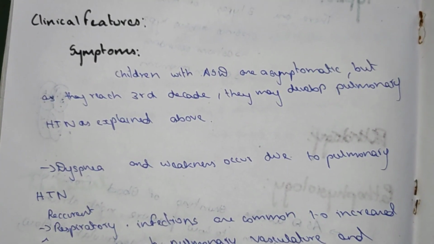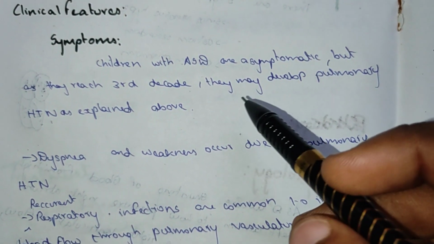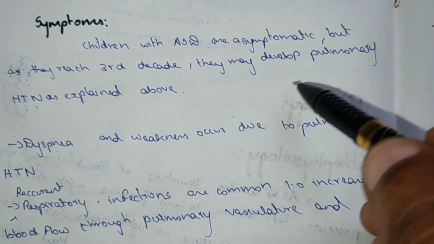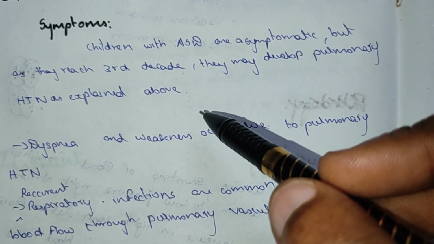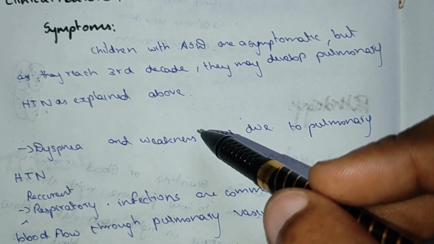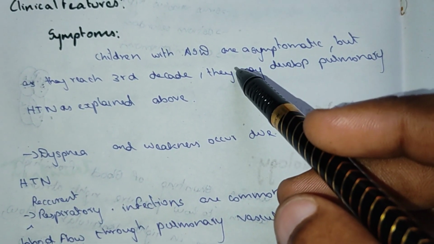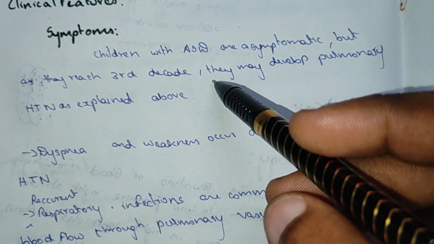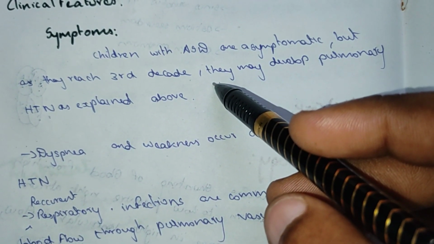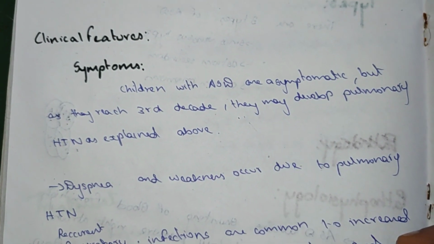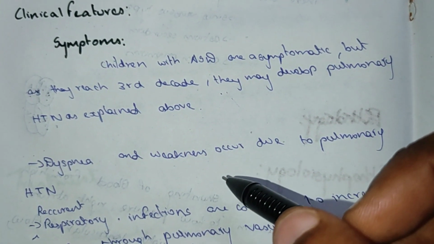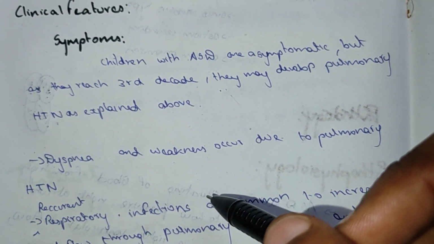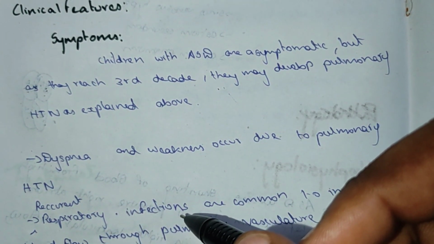Now the clinical features. Children with ASD are mostly asymptomatic, but as they reach the third decade, they may develop pulmonary hypertension as explained above. Dyspnea, which is difficulty in breathing, and weakness occur due to the pulmonary hypertension.